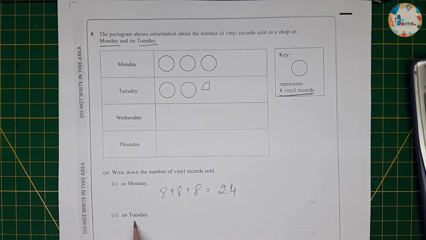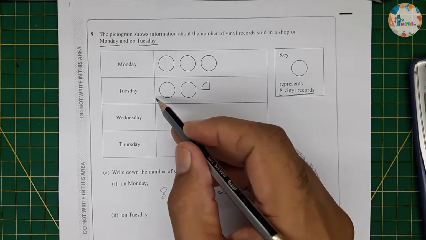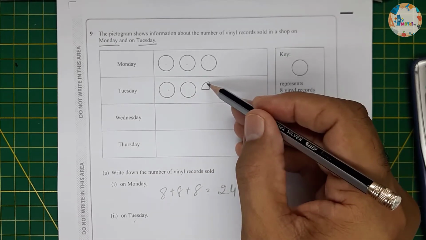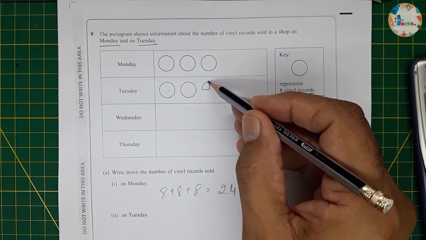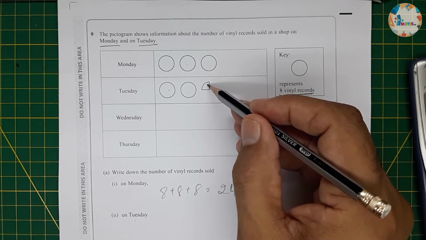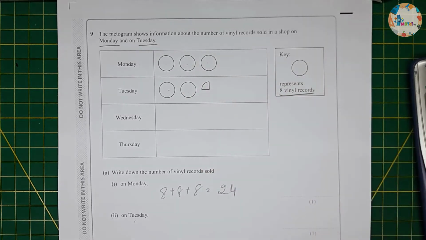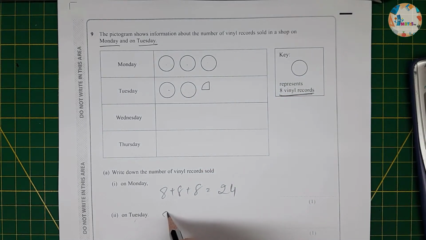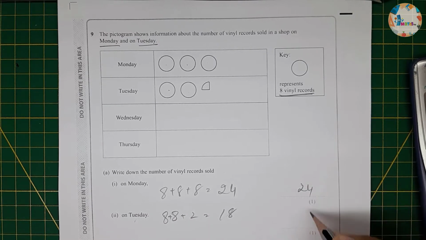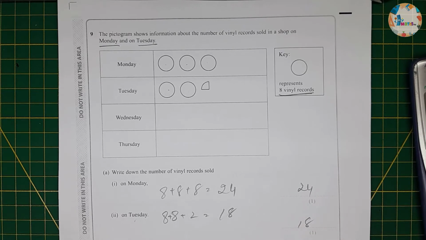And Tuesday will be this one. So 8 plus 8 plus the fourth portion of 8, which will be 2. So 16 plus 2 will be 18. So we can write 8 plus 8 plus 2, which is equal to 18. So this will be 24, this will be 18.